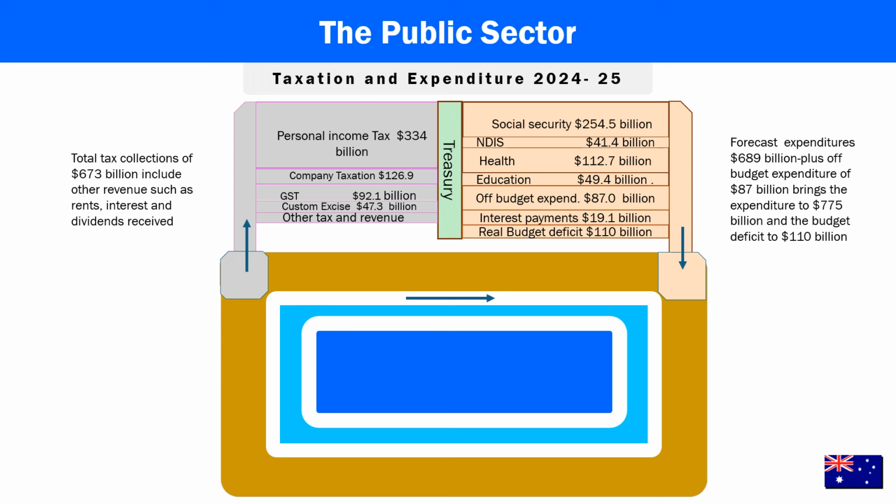The taxation revenues are shown in grey on the left-hand side, with the Treasury in the centre receiving these taxation revenues. Light brown expenditures are shown leaving the Treasury and travelling back to the private sector at the top right-hand interface. The forecast expenditure of $688 billion will be increased by $87 billion, making an actual expenditure of $775 billion. This amount exceeds taxation revenues of $673 billion, creating a forecast deficit of $102 billion for 2024-25.